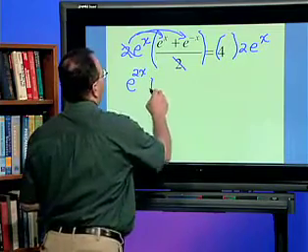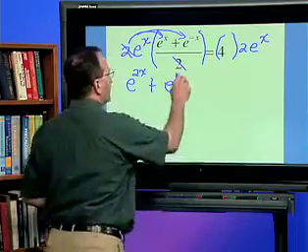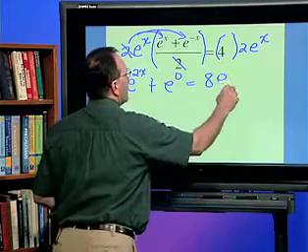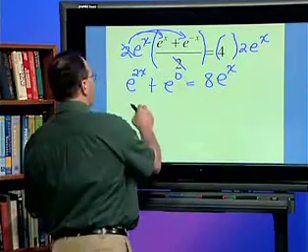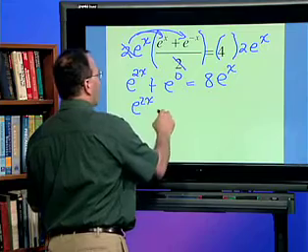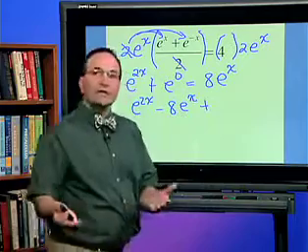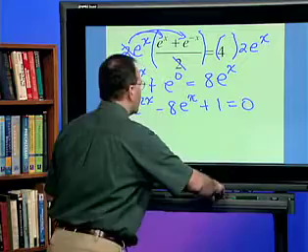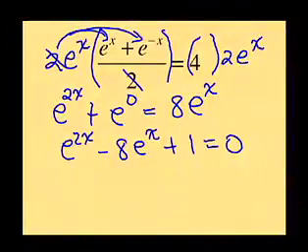Then I'm going to have plus e, adding the powers, x plus a negative x, e to the 0. And on the right-hand side, I will have 8e to the x. Let me subtract 8e to the x from both sides, that would give me e to the 2x minus 8e to the x plus, and e to the 0, of course, is 1. Now what I want you to notice is that this is a quadratic equation, in a form that may not be obvious at first.